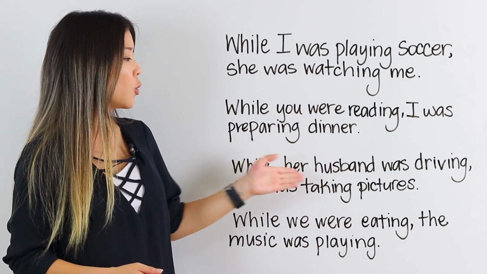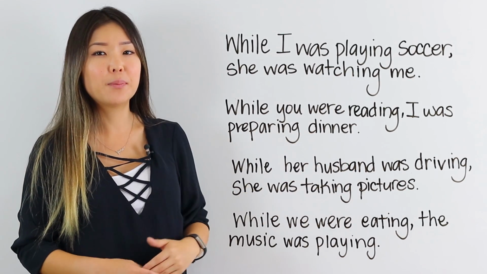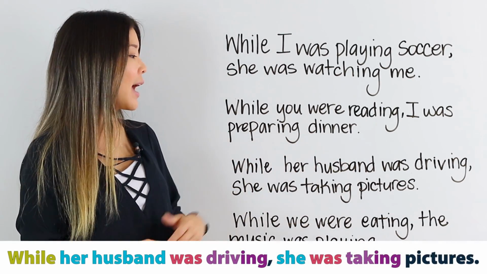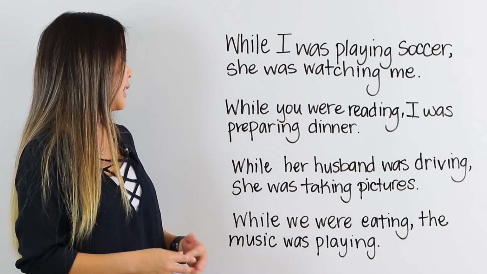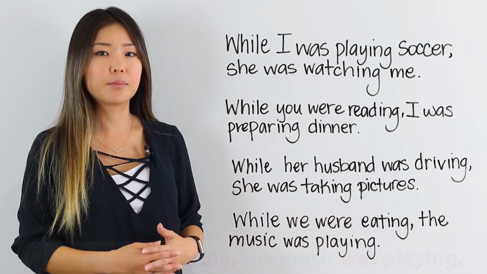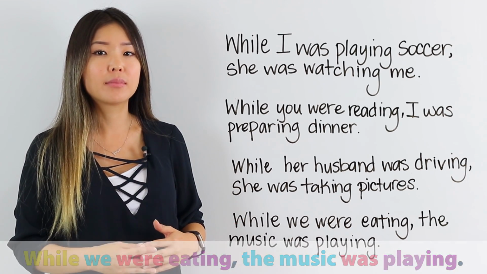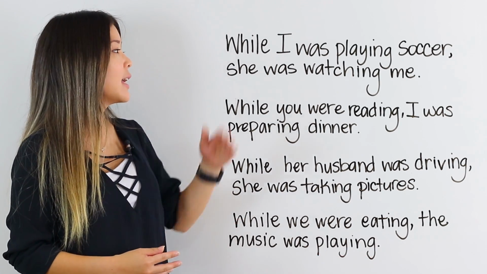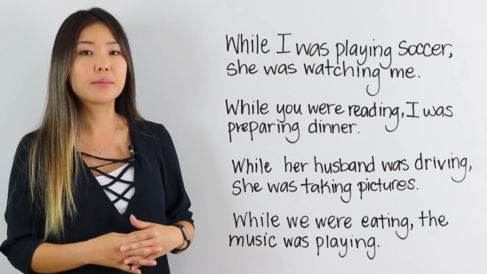While her husband, or he, was driving, she was taking pictures. Both actions are in the past continuous tense. And finally, while we were eating, the music was playing. Both actions were happening at the same time. Now, you'll notice that in my examples, the word while comes at the beginning.